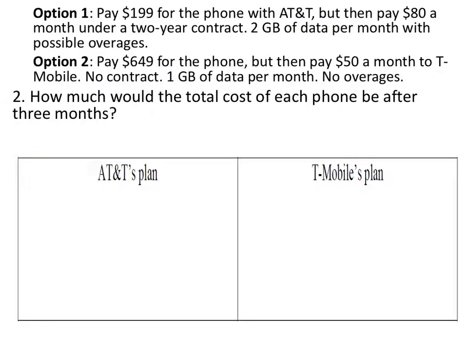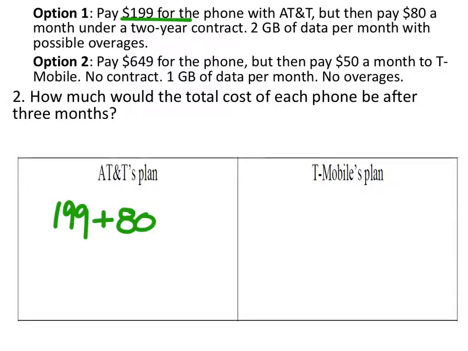How much would the total cost of each phone be after 3 months? All right, so again, just going through this. For AT&T, once again, we're going to pay the $199 for the phone, right? We already paid that. We don't need to pay for it 3 times. It's not like we're going to pay for the phone every month. So we got $199 there. And then we got the $80 per month.